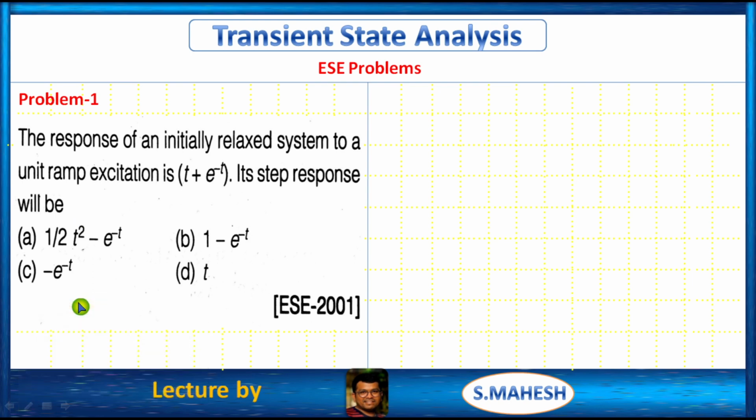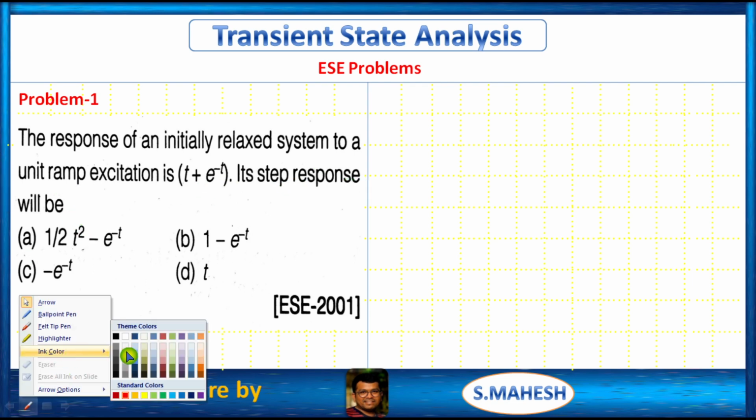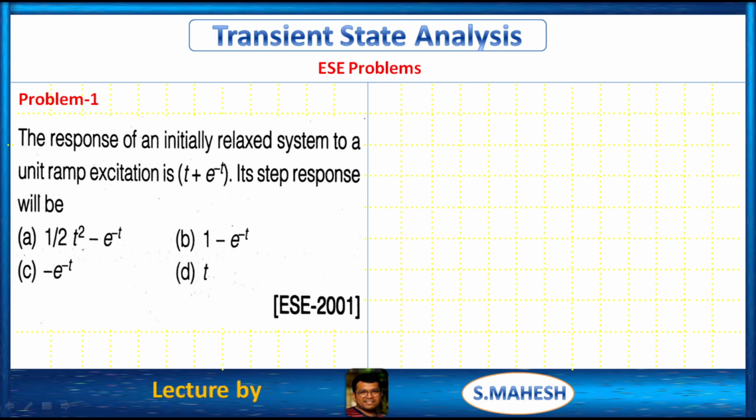First one: the response of an initially relaxed system to a unit ramp excitation is t plus e power minus t. Its step response will be what? So we know that the step response we can represent with 1, and the ramp is equal to t, right?